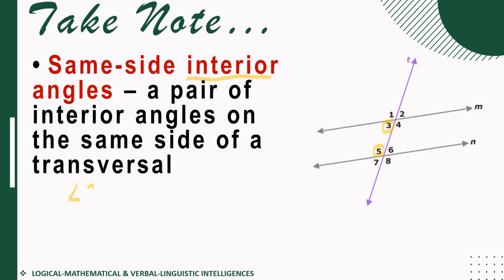So that means angle 3 and angle 5. And then one more pair, we have angle 4 and angle 6. They are both interior angles and are located at the right side of the transversal. Alright? So we do have another 2 sets of angle pairs, which is specifically same side interior angles.